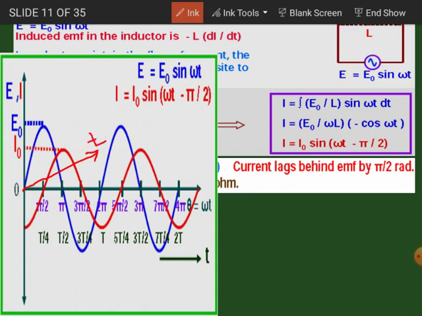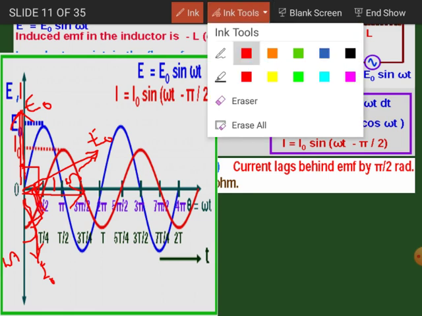Suppose this is your E naught, and this angle is omega t. Then your peak current will also come a little bit like this, so that this angle will also be omega t. Got it? The angle between the peak EMF and the peak current will always be 90 degree. When the peak value of EMF is along the y-axis, your peak current will be along the x-axis, so the angle between them is always 90 degree.